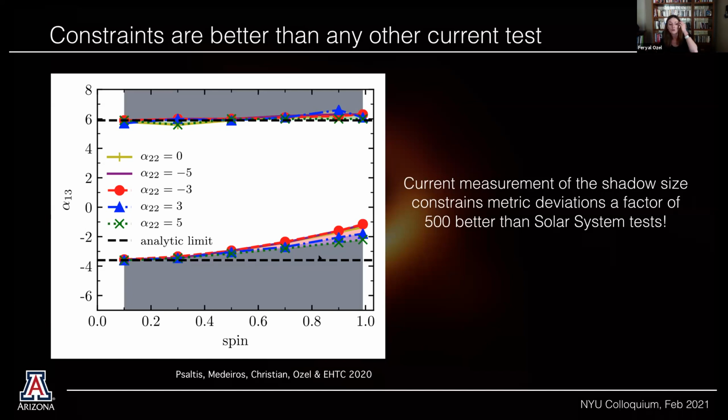So we were able to put limits on deviation parameters in the time component of the metric that are 500 times better than any previous test. And the best one so far were the solar system tests for that component.